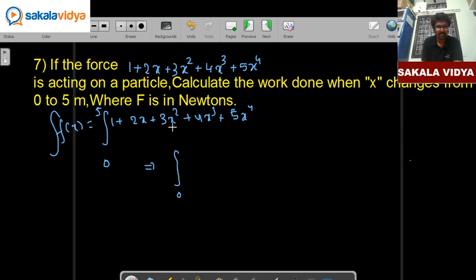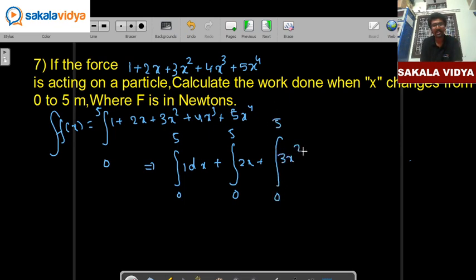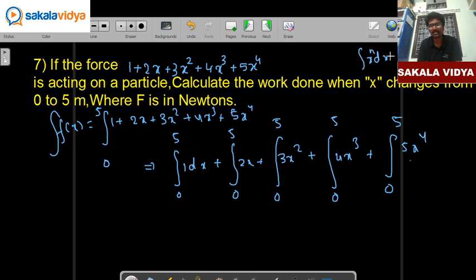Integration from 0 to 5 of 1 dx, plus integration with lower limit 0 and upper limit 5 of 2x, plus integration from 0 to 5 of 3x square, plus integration with lower limit 0 and upper limit 5 of 4x cube, plus integration with lower limit 0 and upper limit 5 of 5x to the power of 4. I think you know the integration of x to the power of n dx is nothing but x to the power of n plus 1 by n plus 1. So remember this concept. So integration of dx is nothing but x.